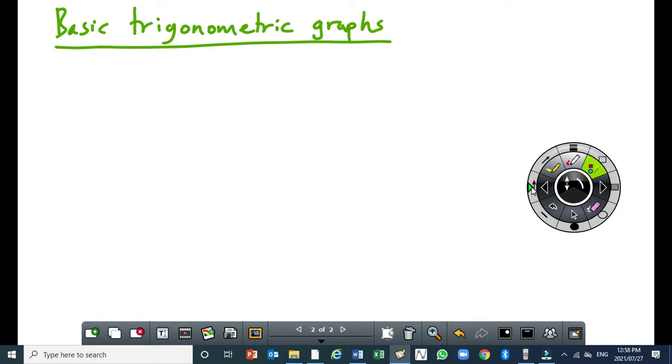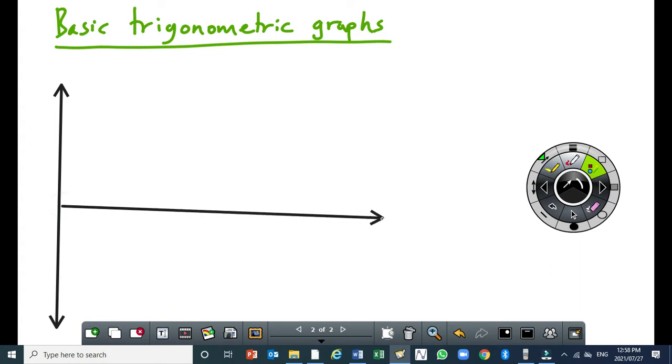Okay, I'm going to start with y equal to sine x. So if I want to sketch y equal to sine x, it will look like this. Okay, so this will be the graph of y equal to sine x.